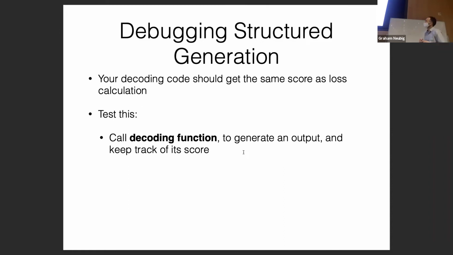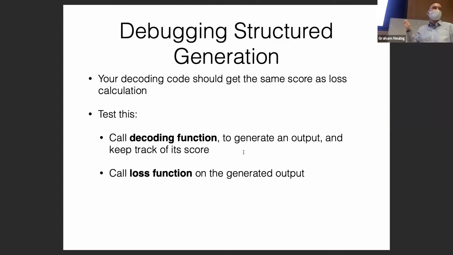So you call your decoding function and return the score along with the output. Then after that, you call the loss function on the generated output, and you make sure that these match. If they don't match, you have a problem in your decoding function or your loss function calculation.